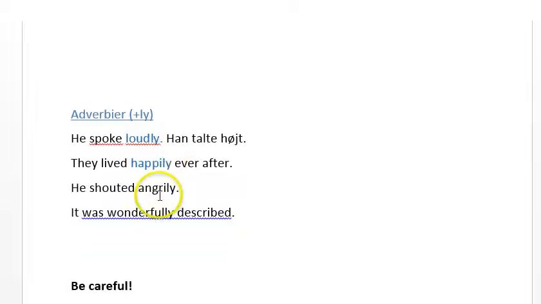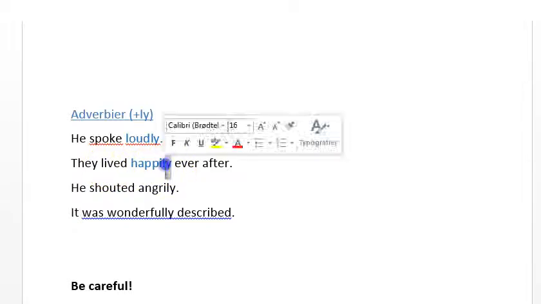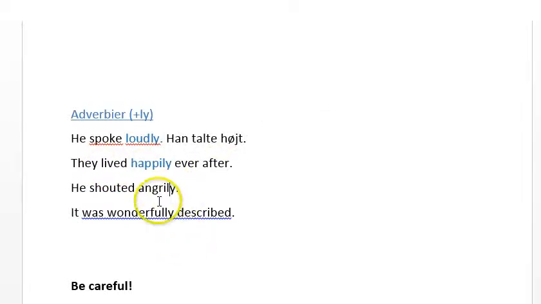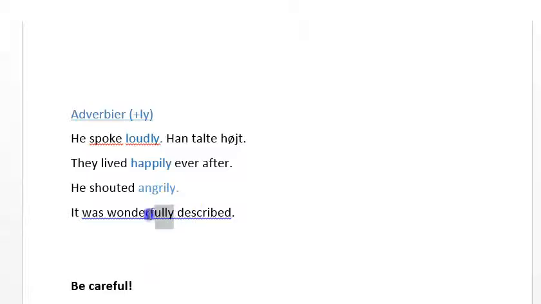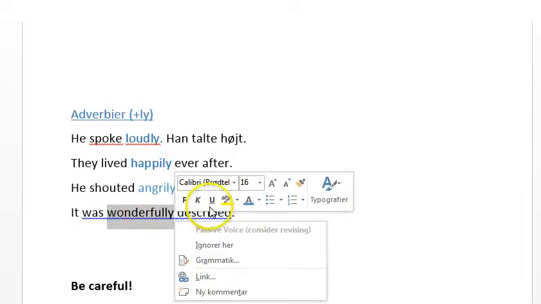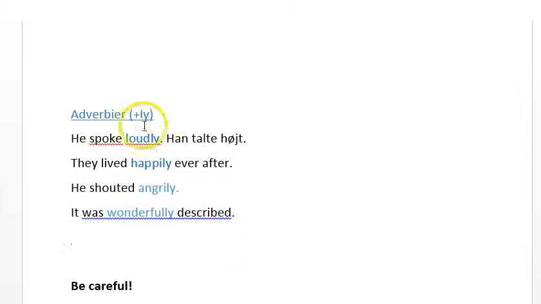Okay, moving on to adverbs. Adverbs can be spotted in English because you add the letters ly. He spoke loudly and højt. They lived happily ever after. He shouted angrily. Obviously, angrily here is an adverb. It was wonderfully described. Wonderfully here is an adverb. So sometimes it's easy to spot them because they end in ly.